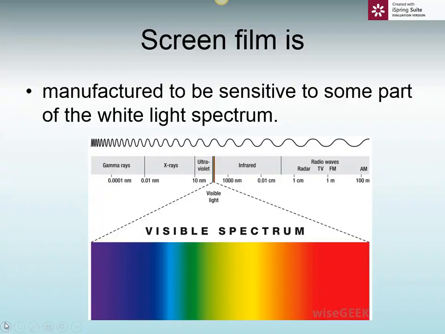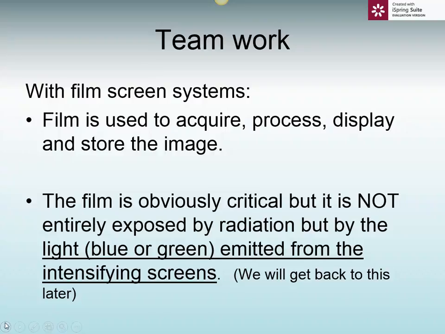You can take film and manufacture it so that it likes or is more sensitive to specific portions of this light. And that's actually exactly what happens. What we then try to do is to match the sensitivity of the film to the color of the light emitted by the intensifying screens. So, for the most part, using screens and film together is the way we typically do things.